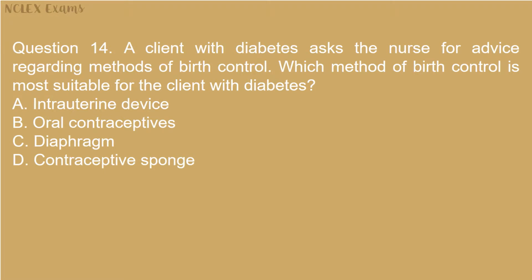Question 14. A client with diabetes asks the nurse for advice regarding methods of birth control. Which method of birth control is most suitable for the client with diabetes? A. Intrauterine device. B. Oral contraceptives. C. Diaphragm. D. Contraceptive sponge.